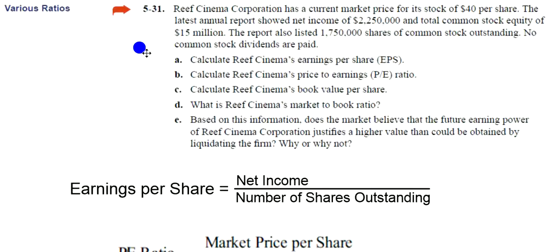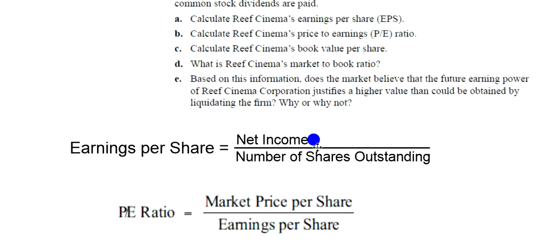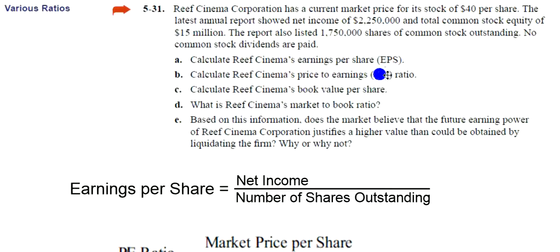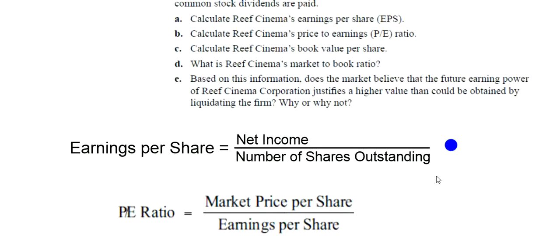The first one is earnings per share, and that's simply taking the net income and dividing by the number of shares outstanding. If we go back up here, we can see our net income is $2,250,000, and the number of shares outstanding is 1,750,000. So that's easy enough.